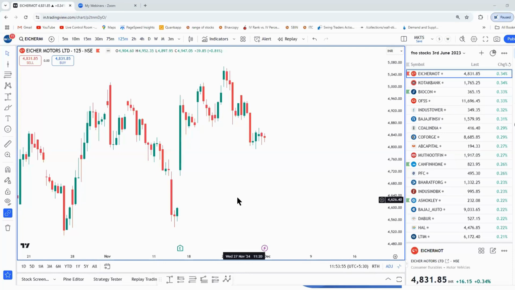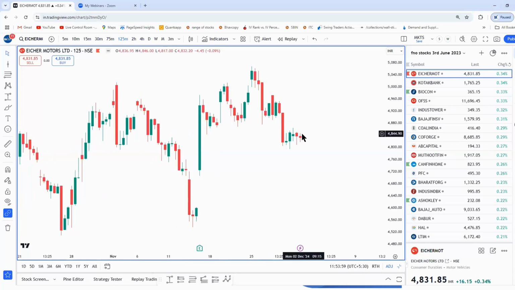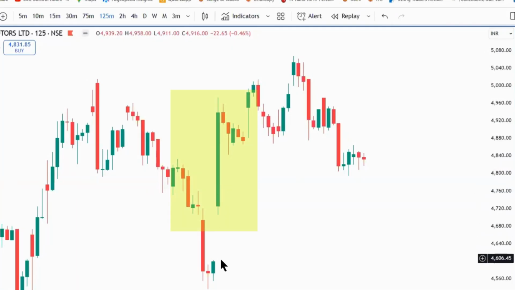Can you identify the zone? Start with current price, look down. Can you see this? Is this an explosive candle, where my cursor is? Very explosive. There is an open gap.